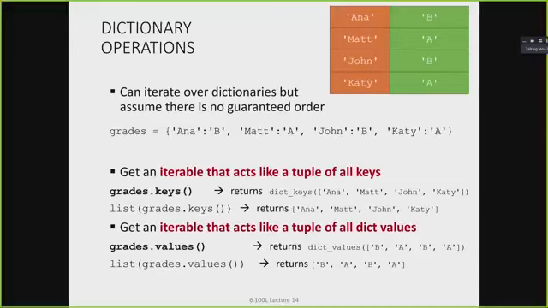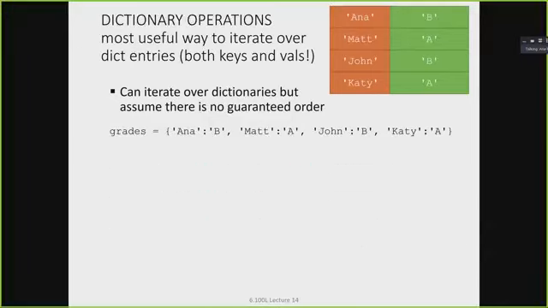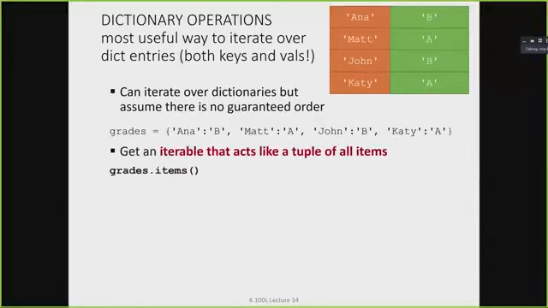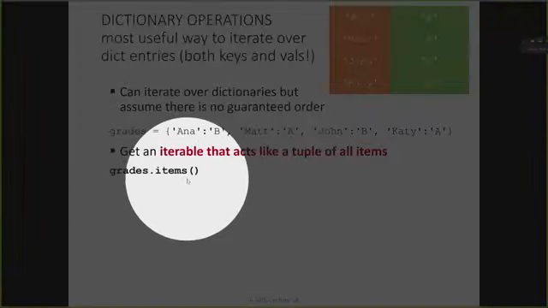So that's fine. So we can iterate over the keys, or we can iterate over the values directly, but what I find personally most effective is to iterate over each entry in the dictionary. So not just over the keys or the values by themselves, it's to iterate over the keys and the values together. So to do that, we use this function called grades.items.